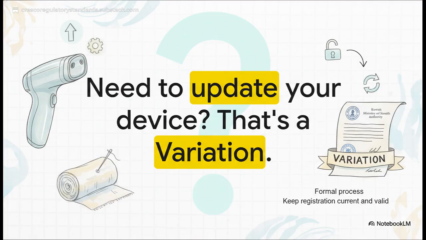Well, anytime you change the product, you have to let the authorities know. There's a formal process for this, and it's called a variation. It's how you keep your approval up to date and totally valid.